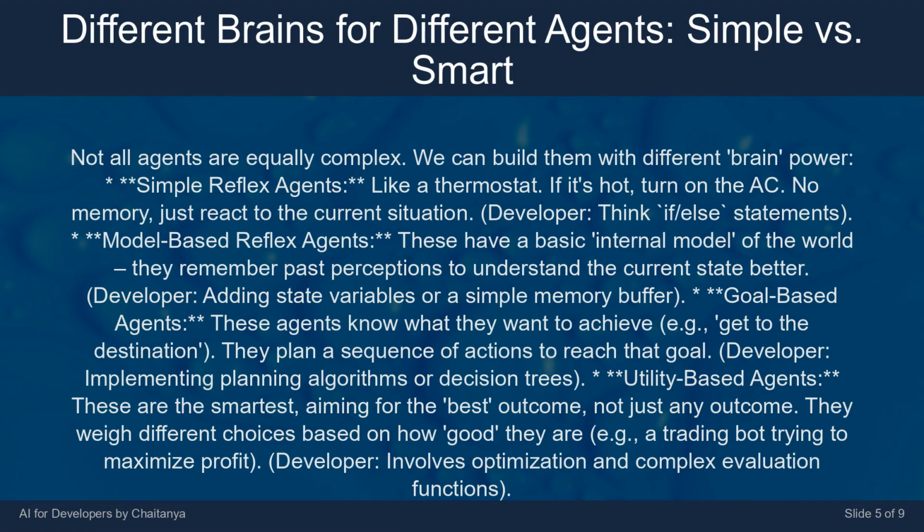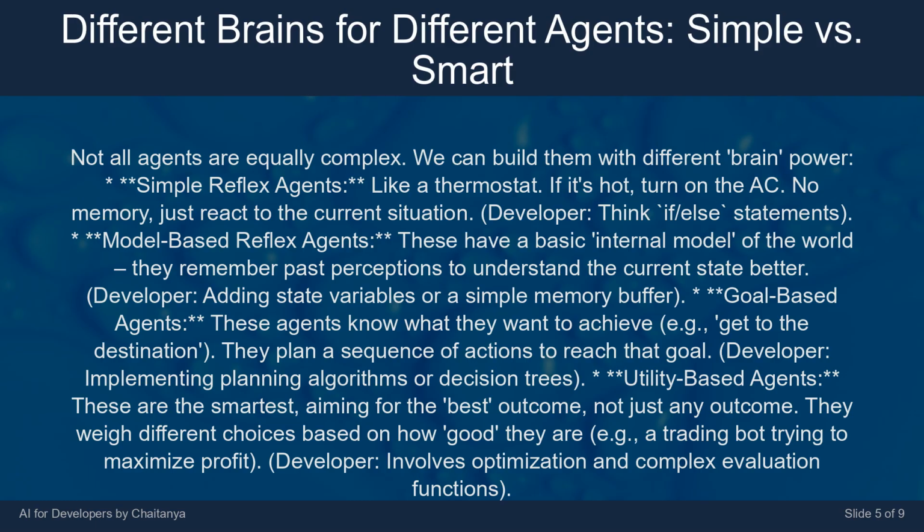Not all agents are equally complex. We can build them with different brain power. Simple reflex agents. Like a thermostat. If it's hot, turn on the AC. No memory, just react to the current situation. Developer: think if-else statements. Model-based reflex agents. These have a basic, internal model of the world. They remember past perceptions to understand the current state better. Developer: adding state variables or a simple memory buffer.